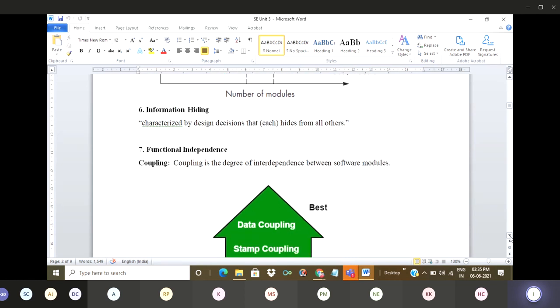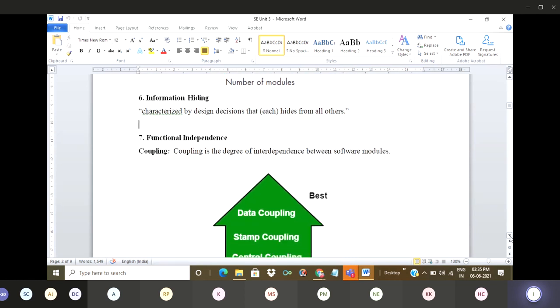So the next title is information hiding. Information hiding is characterized by design decisions that are hidden from all others. You know the meaning of hiding. So information hiding is nothing but characterized by design decisions hidden from all others. This is information hiding.